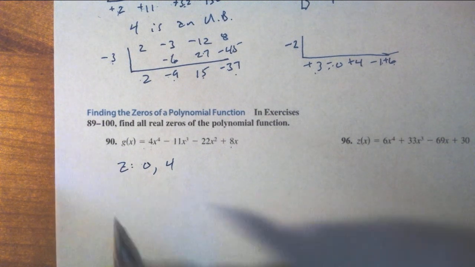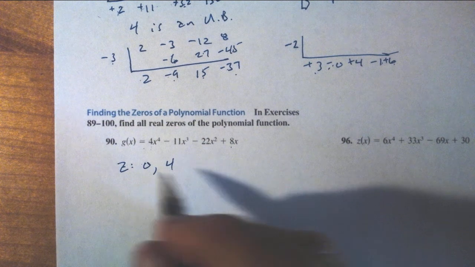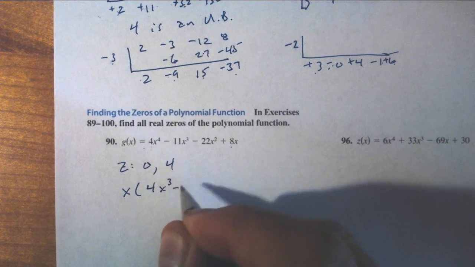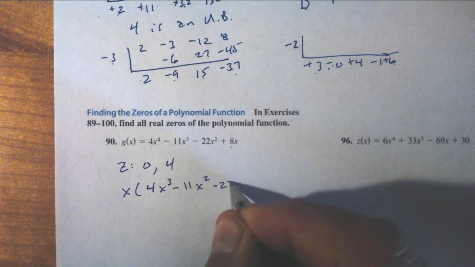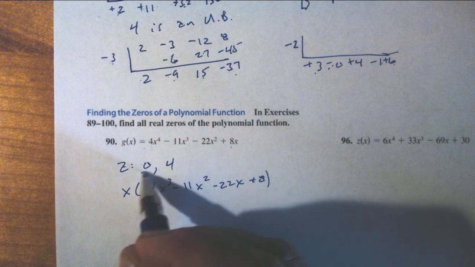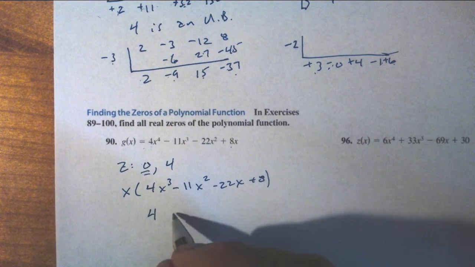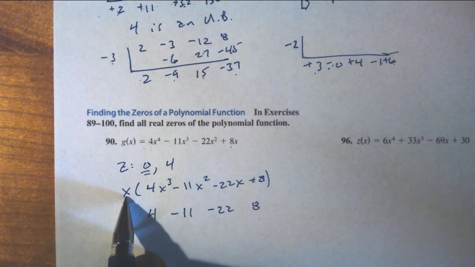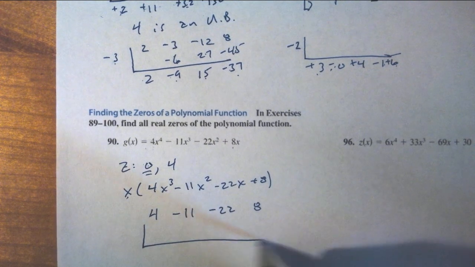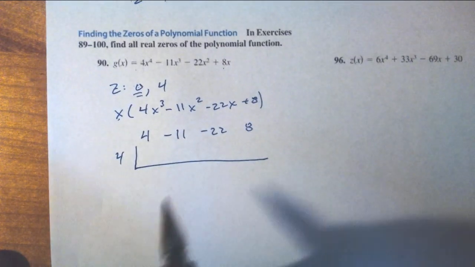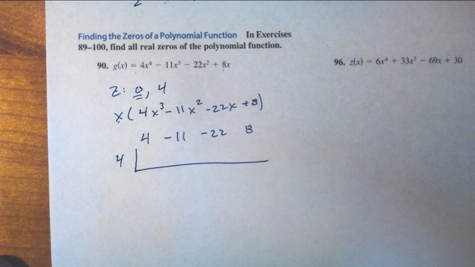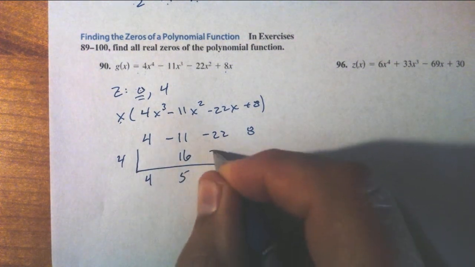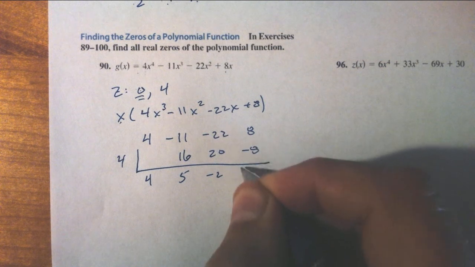So if I take this function, first I'm going to just factor out the x. I'm going to get a 4x cubed minus 11x squared minus 22x plus 8. I've already accounted for the 4, so I'm going to take this function, synthetically divide it. I've in effect already divided it by the 0 to get this x term, x minus 0 out here. I'm going to divide it by 4. I expect that to work out evenly. Graphing calculator told me so. 4 and 16 and 5 and 20 and negative 2 and negative 8, 0.